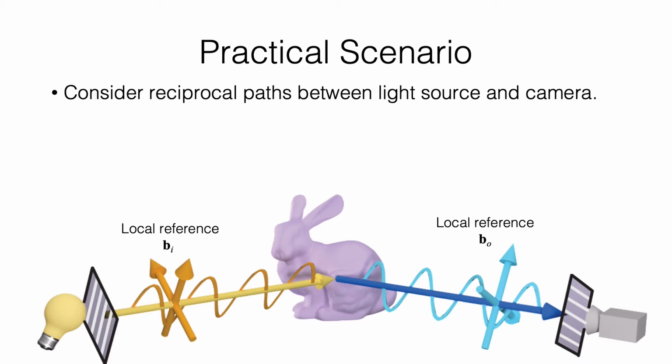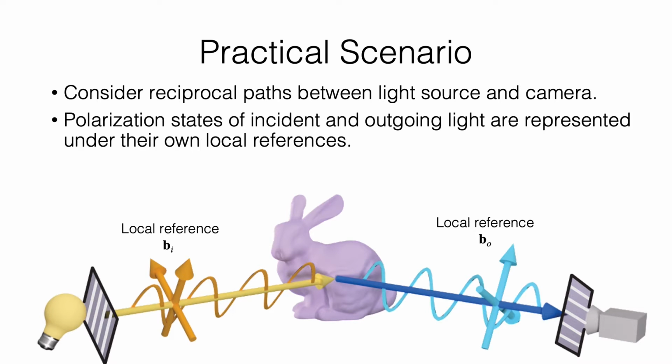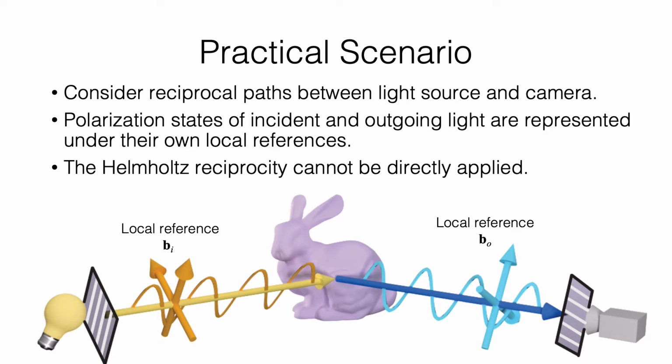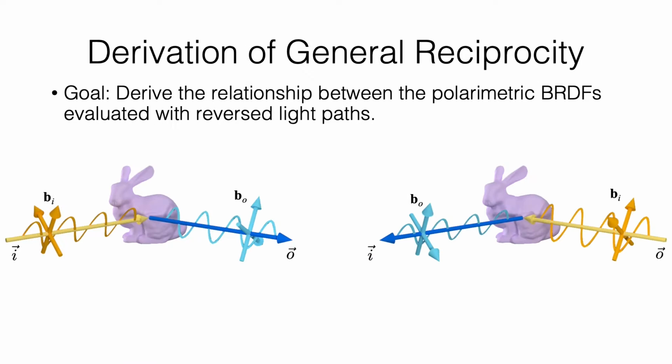In a practical scenario where a light source and camera are used to form the reciprocal path, the polarization of the path segments are represented under their own local references. In this setting, the original Helmholtz reciprocity cannot be directly applied to characterize the polarimetric BRDF. Here we derive the reciprocity relationship of polarimetric BRDF in general.